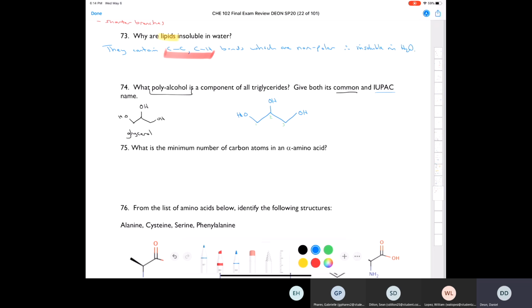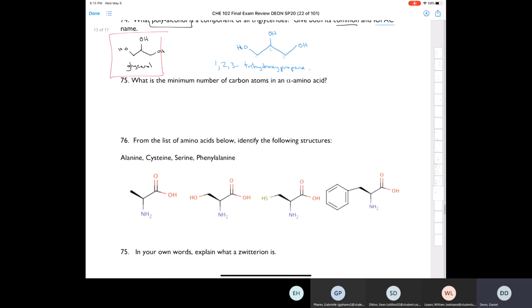So it's got kind of a funny name. You would call it 1, 2, 3 trihydroxy propane. Now you can see why people like to say glycerol. So it rolls off the tongue much easier than 1, 2, 3 trihydroxy propane.